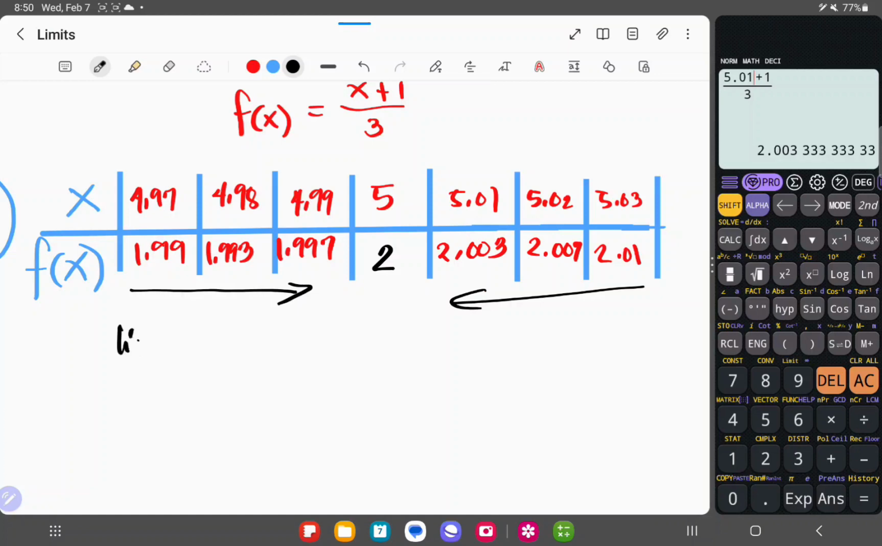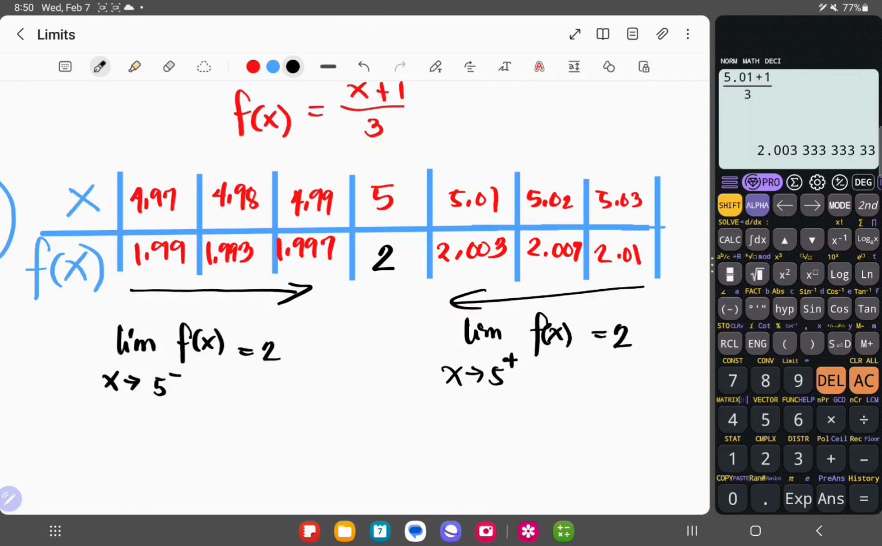So we could write here that the limit of our f of x as x approaches 5 from the negative direction is equal to 2, and the limit of our f of x as x approaches 5 from a positive direction is equal to 2 also. Since the limit in our left and the right side are the same, we could say that the limit exists. The limit exists, and that is equal to 2.